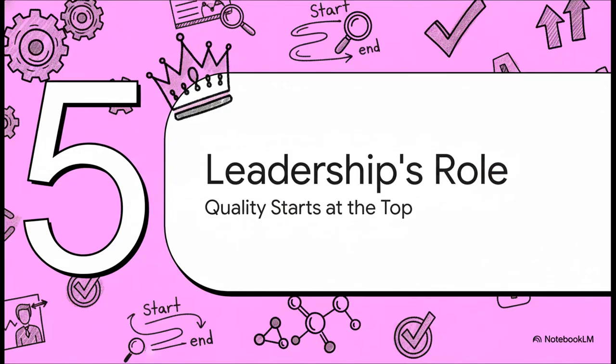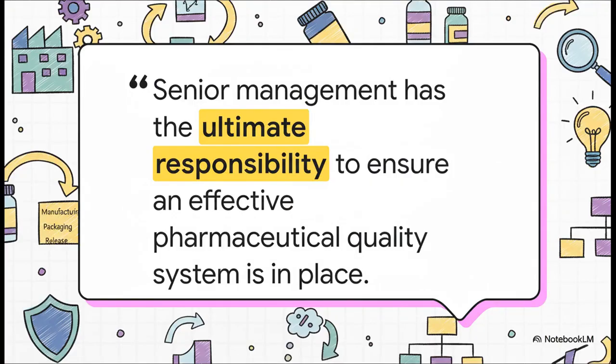So, who makes all this happen? A system this big, this integrated, it can only work with absolute, unwavering commitment from the very top of an organization. This part is completely non-negotiable. And the guideline could not be more clear on this. It says it right there, direct quote. Senior management has the ultimate responsibility. The buck stops with them. Quality is a leadership function, period.